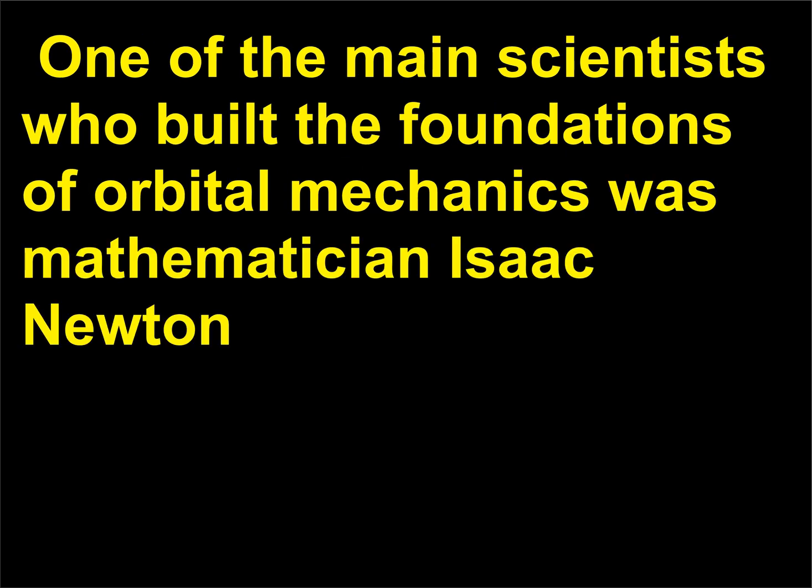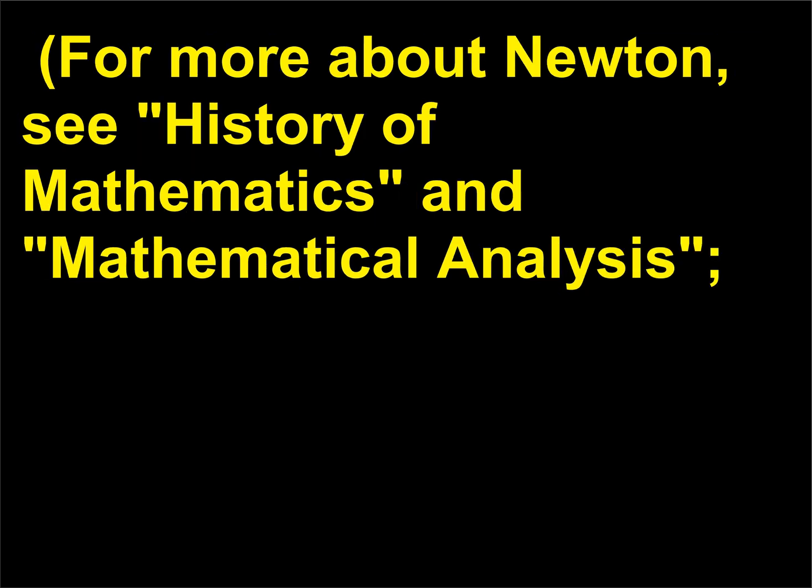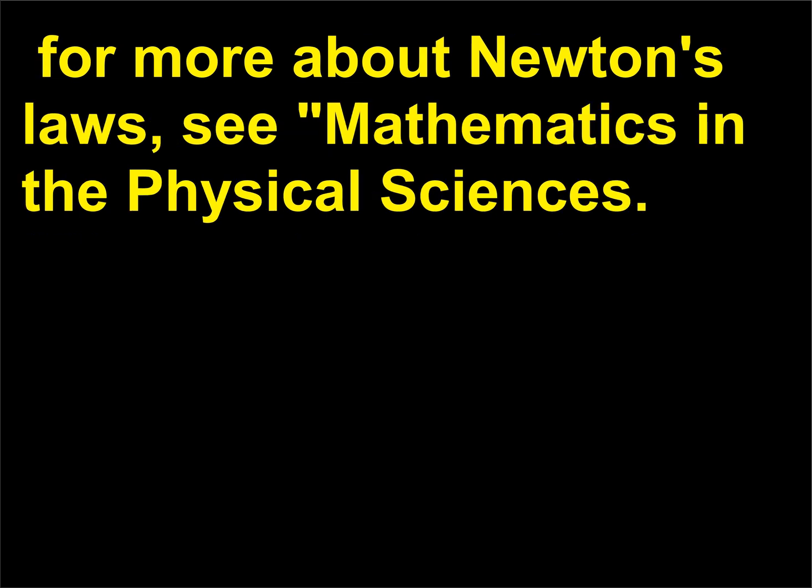One of the main scientists who built the foundations of orbital mechanics was mathematician Isaac Newton, 1642 to 1727, who put forth his laws of motion and formulated the law of universal gravitation. For more about Newton, see History of Mathematics and Mathematical Analysis. For more about Newton's laws, see Mathematics in the Physical Sciences.